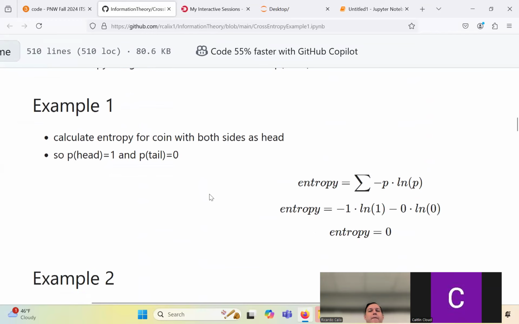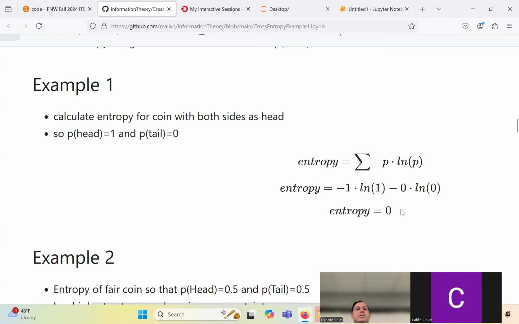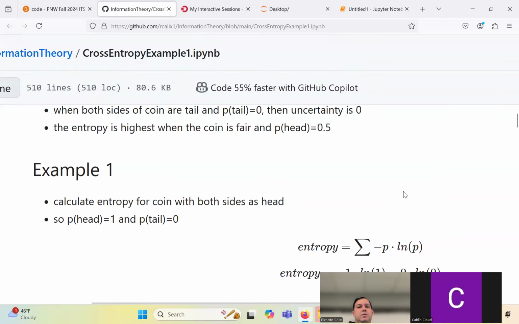So example 1, you can see here the formula is the same, the sum of p times negative ln p, right? And this is going to be a binary example. Calculate the entropy for a coin with both sides as head. So what do you know about this one? The probability of head is 1, right? Because when you flip it, it's always going to be head. So in this case, if the probability here is 1, we have 1 times ln 1, that's that part. On this other side, it should be 1 minus the other probability, so 1 minus 1 is 0. So that's over here.